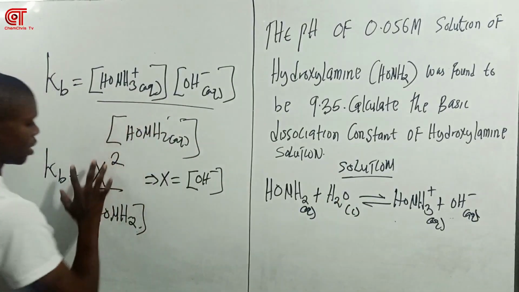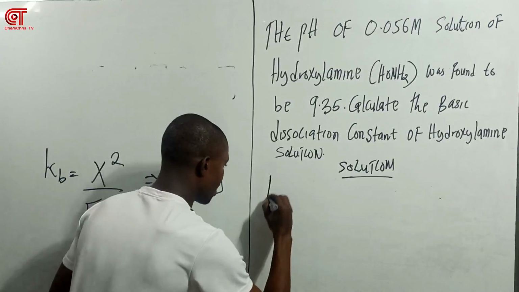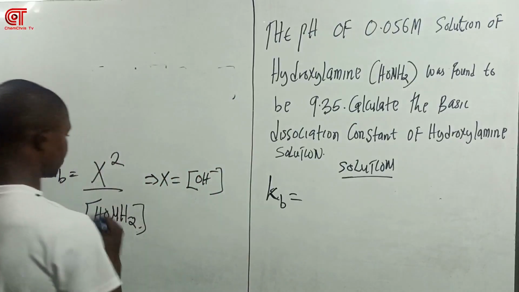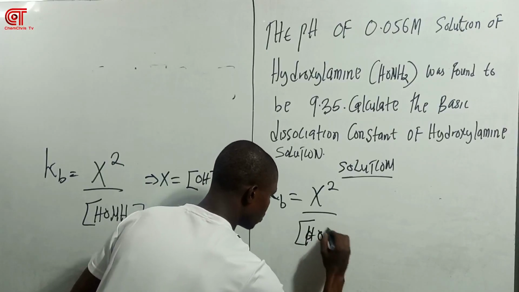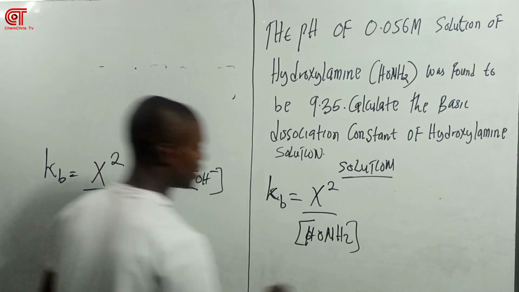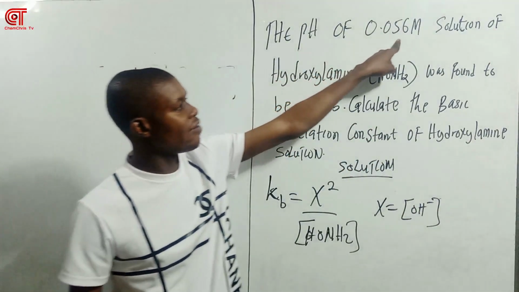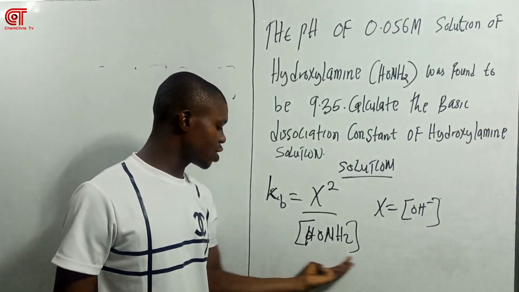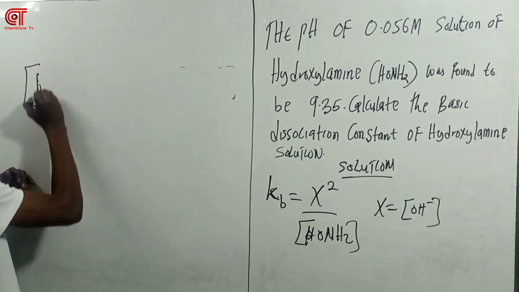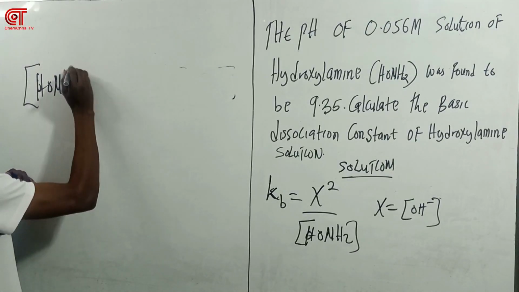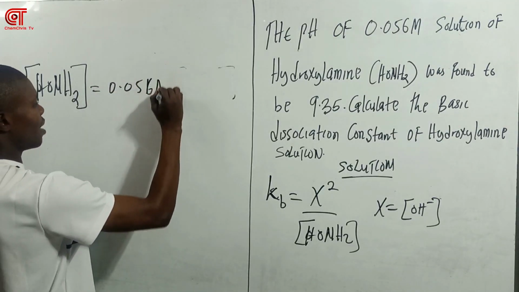So write on here. I want to solve this question so that you understand it. So I want to transfer it to this now. KB equals to S square over HNO2. And I tell you that X is equal to the concentration of OH minus. The pH of 0.05 molarity, that is the concentration of this one given to me in the question, so I want to write it out now. HONH2 is equal to 0.056 molarity. Do you get that?